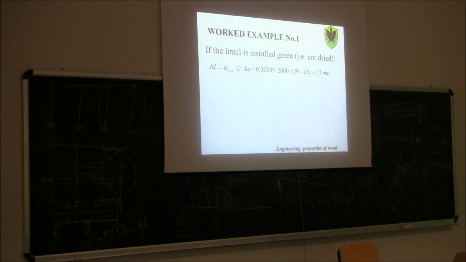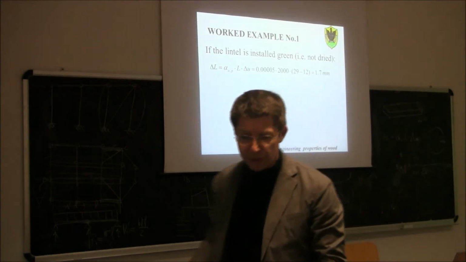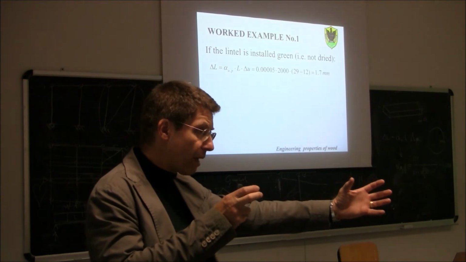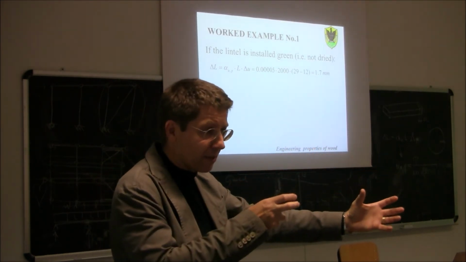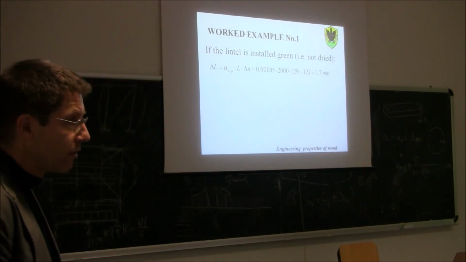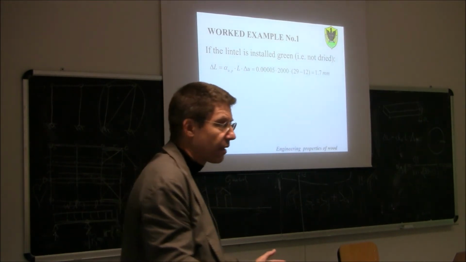So, you see here, 1.7 millimeter. So, longitudinally, due to this variation in moisture content, quite significant, from the fiber saturation point to 12%, this length is going to shrink by 2 millimeters in the direction of the length. So 2 millimeters out of 2000 is 0.1%. So basically nothing. Okay?